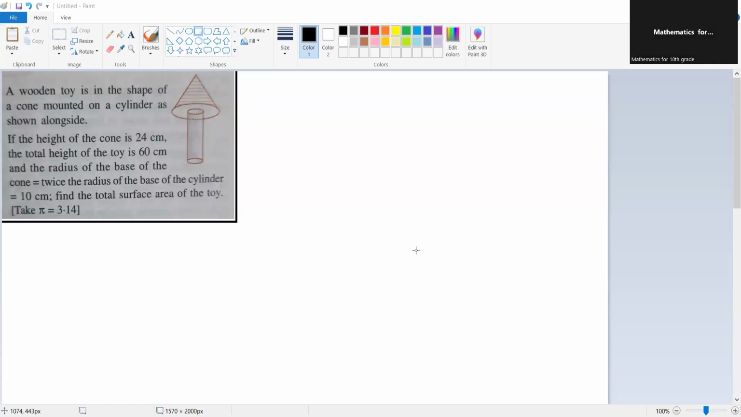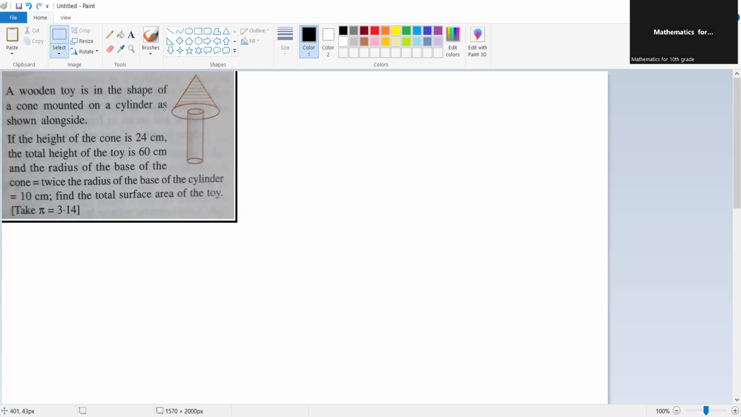This is a question in solid geometry, volume and areas. A wooden toy is in the shape of a cone mounted on a cylinder, something like this. If the height of the cone is 24 centimeter, the total height of the toy is 60 centimeter, and the radius of the base of the cone is twice the radius of the base of the cylinder, which is 10 centimeter. Find the total surface area of the toy.